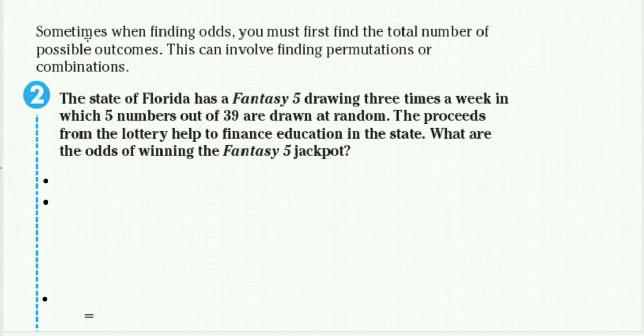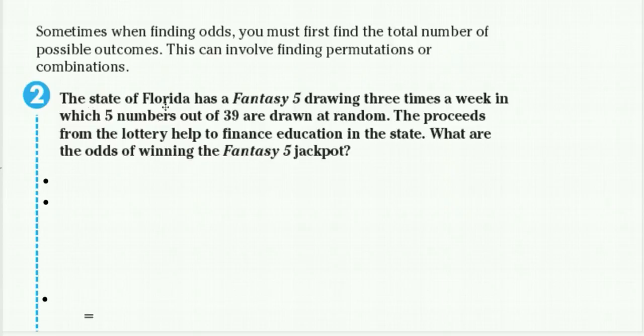Let's take a look at example number 2. Sometimes when finding odds, you must first find the total number of possible outcomes. This can involve finding permutations and combinations, and that's what we did in the previous lessons. We learned how to find permutations and combinations, which is just one way of finding out the total number of possible outcomes for an event or for a series of events.